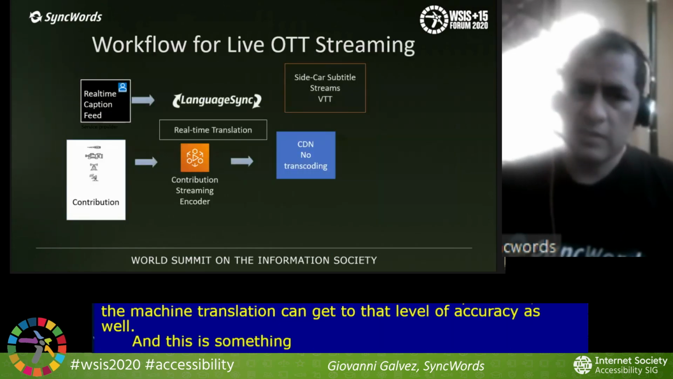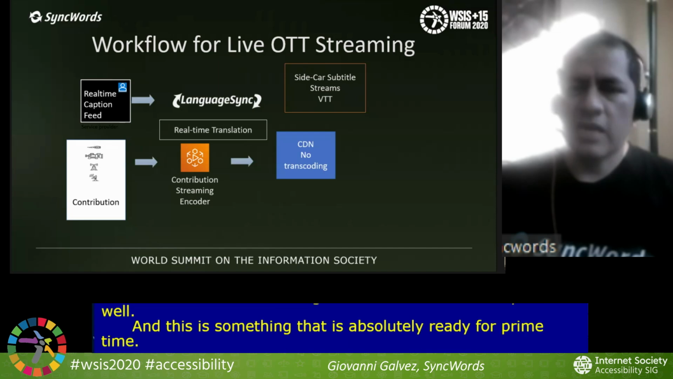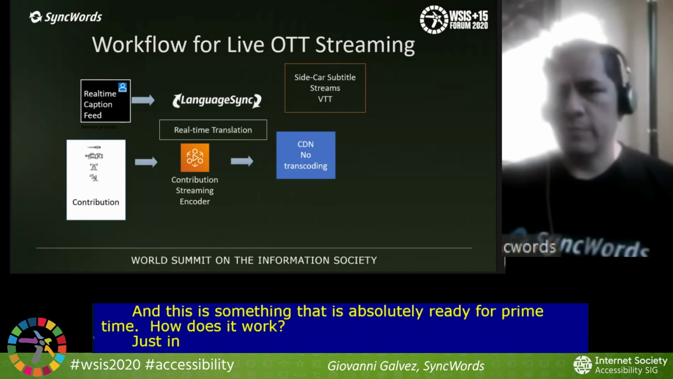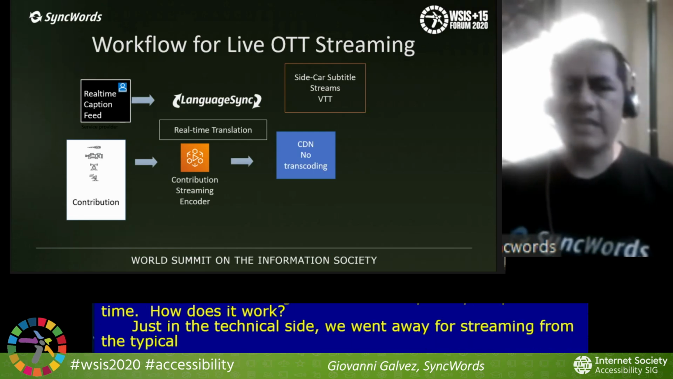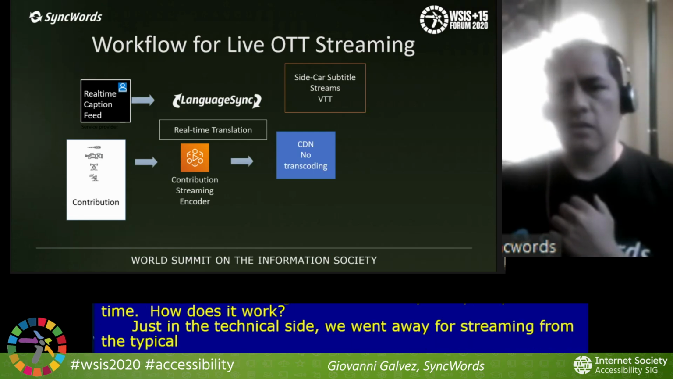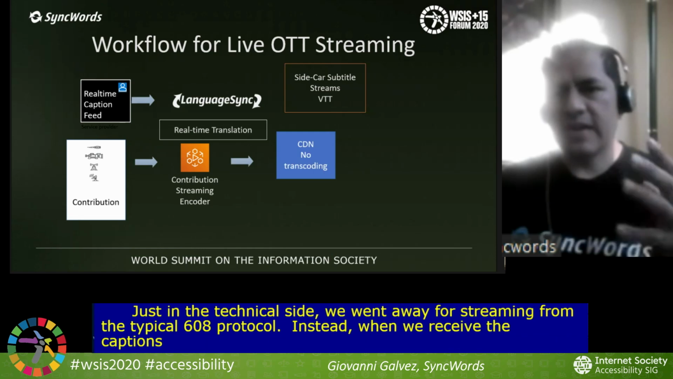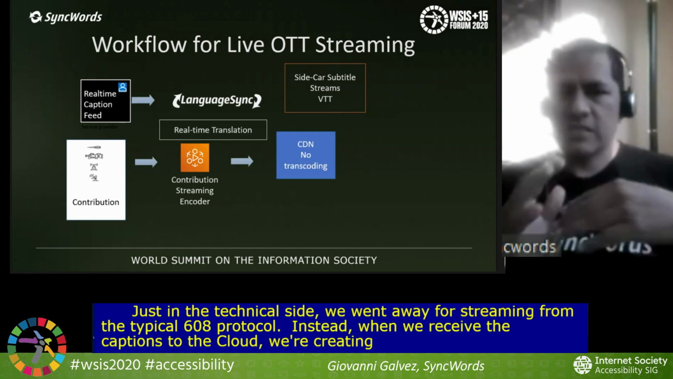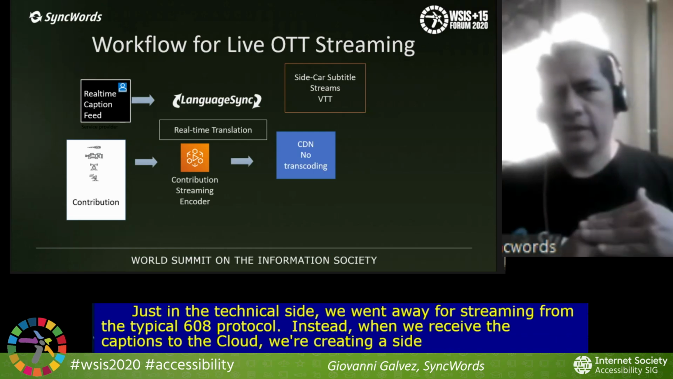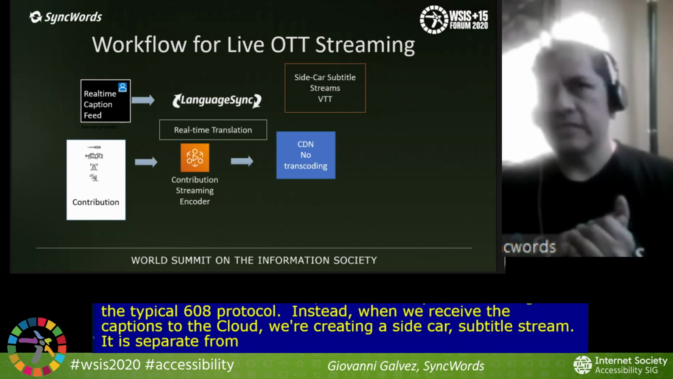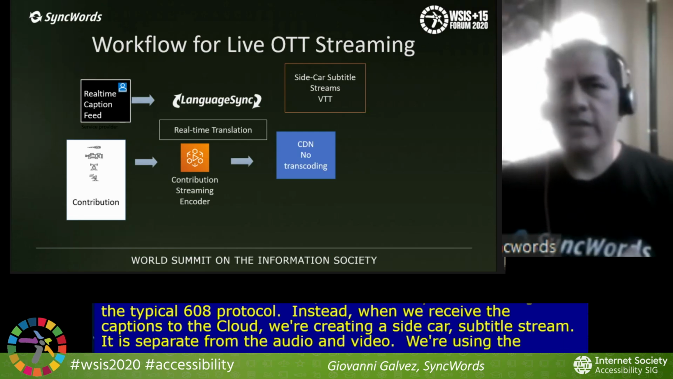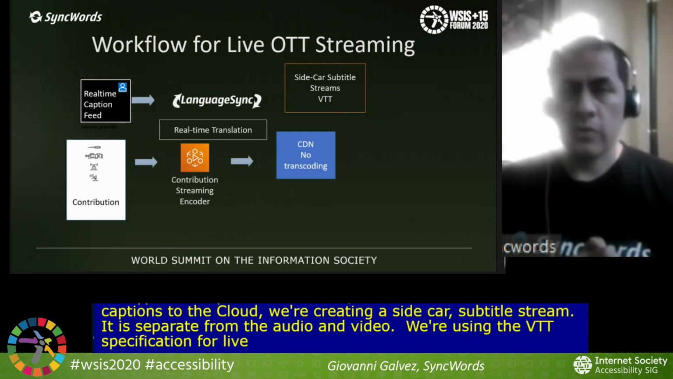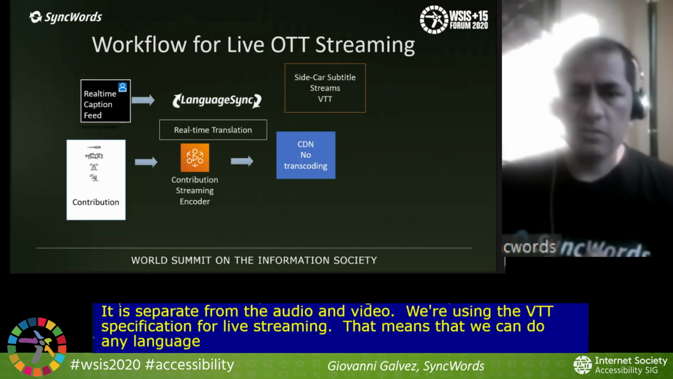So how does it work? Just on the technical side, for streaming we moved away from the typical 608 protocol. Instead, when we receive the captions in the cloud, we're creating a sidecar subtitle stream, so it's separate from the audio and video. We're using the VTT specification for live streaming. And that means that we can do any language that we need. We're not limited to just Latin characters, right?